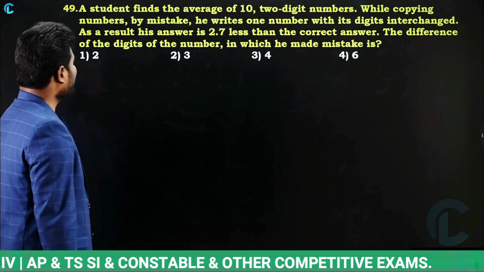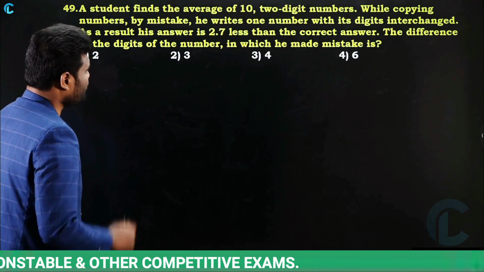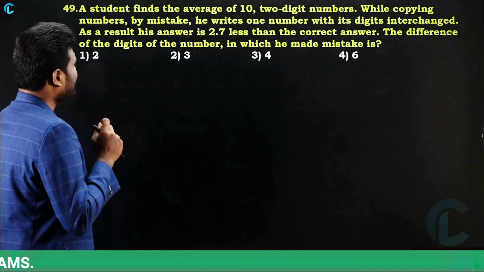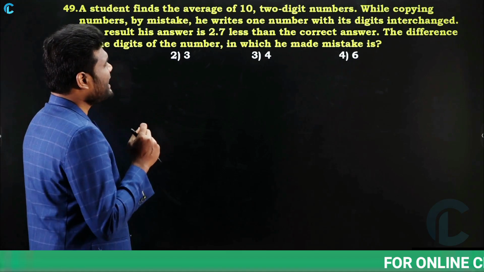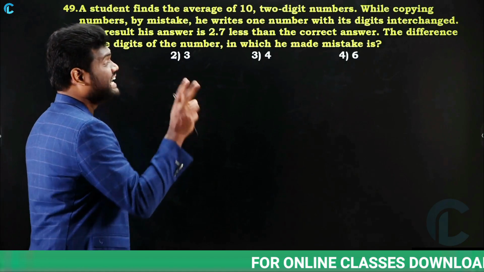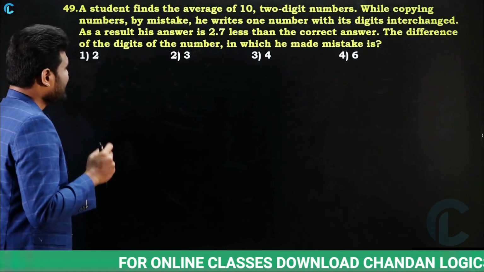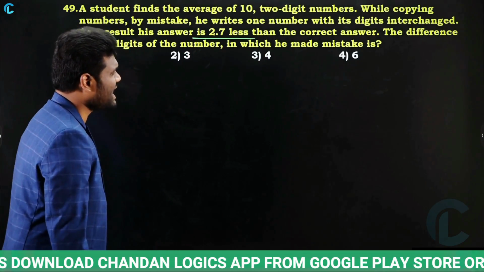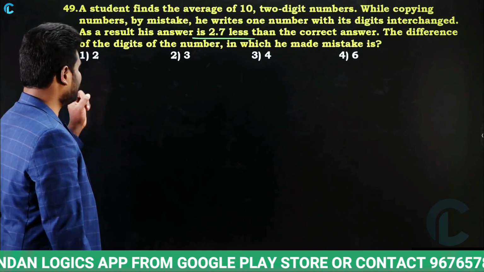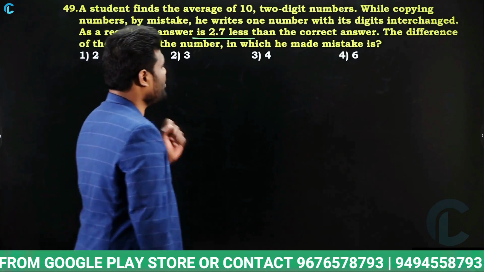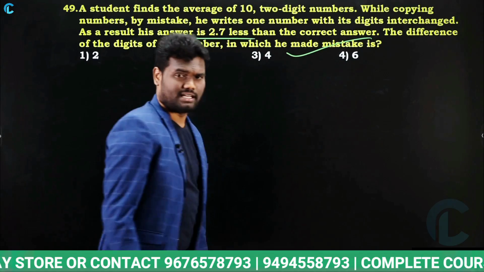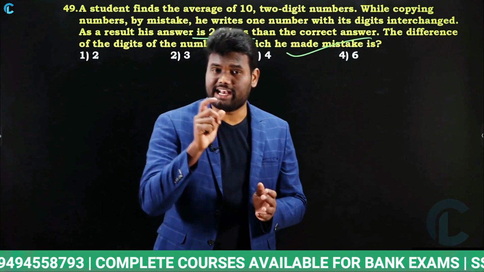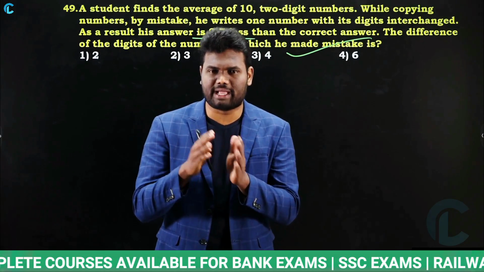Okay. Next question. A student finds the average of 10 two-digit numbers. While copying numbers by mistake, he writes one number with its digits interchanged. As a result, his answer is 2.7 less than the correct answer. The difference of the digits of the number in which he made the mistake is. Now this question is a very good question. Observe the question clearly, read the question clearly, then solving this question will become easy.